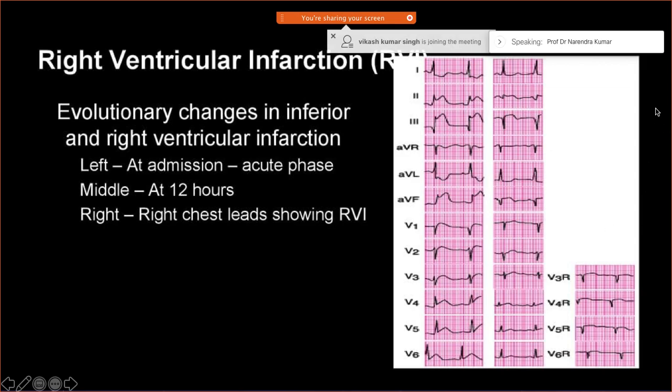So now one question for everyone. Please use the chat box. Why are we interested in classifying those inferior wall MI? Please tell me. What is the clinical significance for that?